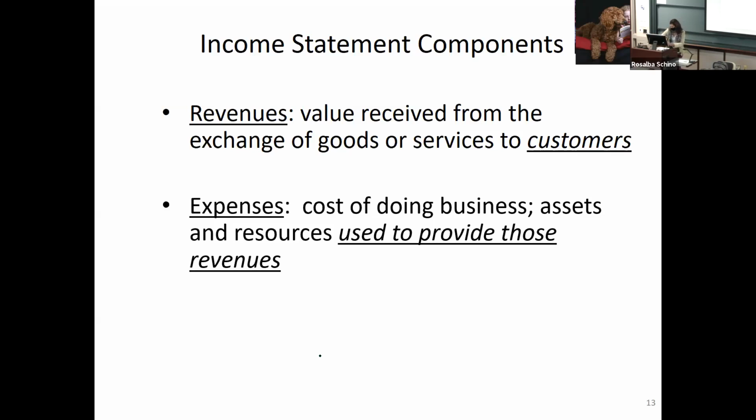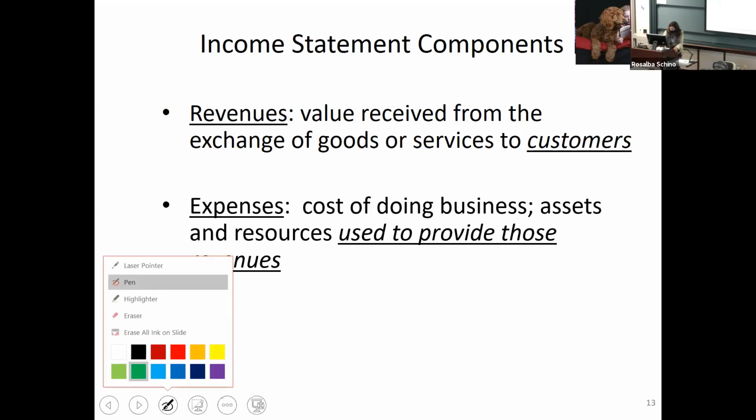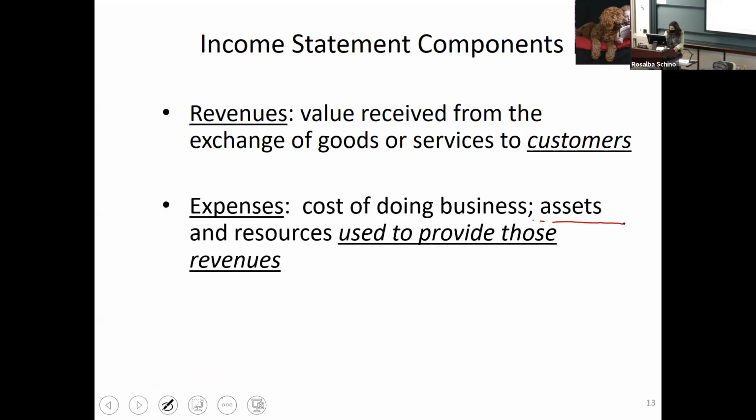I would like to draw your attention to this definition. Assets and resources used to provide those revenues. I mean, please, guys, try to remember this definition and think about it for a moment. I am using assets and resources, and as I use them, they become expenses. My inventory, my apples, as I use them, they become expenses of running the business. First, they were an inventory, a resource. And then they become an expense because they are the cost of running the business.